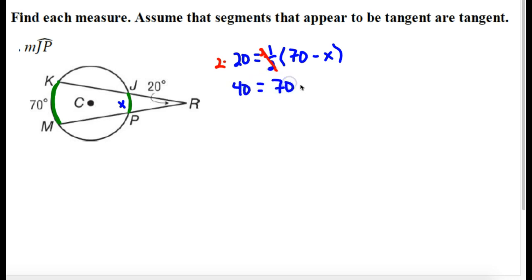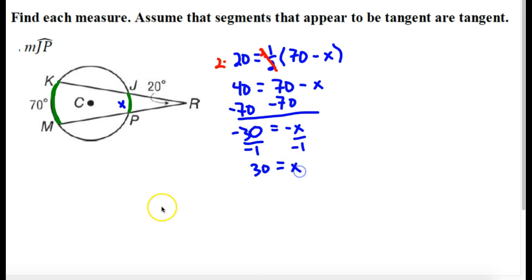equals 70 minus x. I can subtract the 70 over. We'll get negative 30 equals negative x. Then just divide by negative 1. And we get that x is 30, or the measure of arc JP is 30 degrees. Okay, so again, just like on the front, make sure that in this idea we're plugging the correct pieces into our formula.